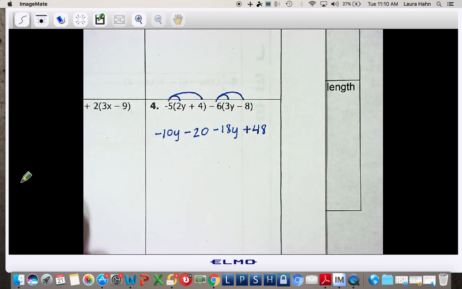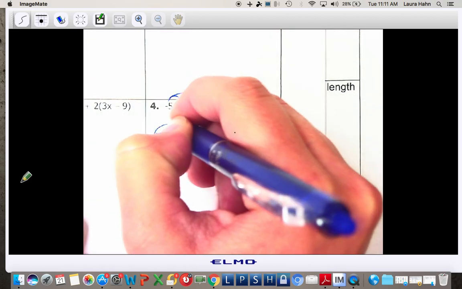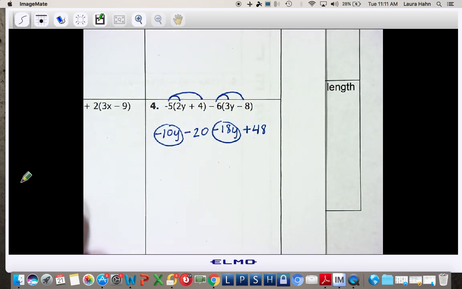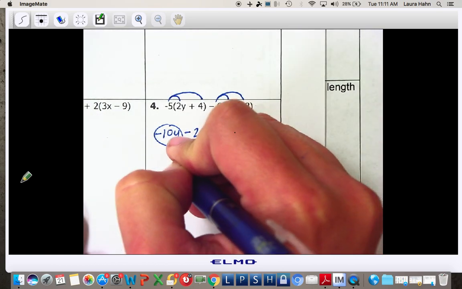All right, done distributing. So now we have to combine our like terms. If you see letters, they always come first, right? So I see y's, so I'm going to start with my y's. I have a negative 10y here and a negative 18y here, which means I need to add those up. So negative 10 plus negative 18 is a negative 28y.